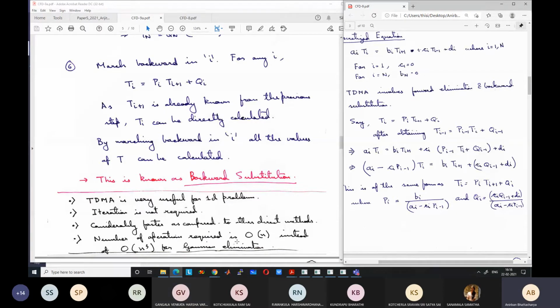So if for 100 grid points our time requirement is, say, 1 minute, for 1000 grid points, what will be the time requirement? 10 minutes, correct. It will take 10 minutes. Linearly it will scale.